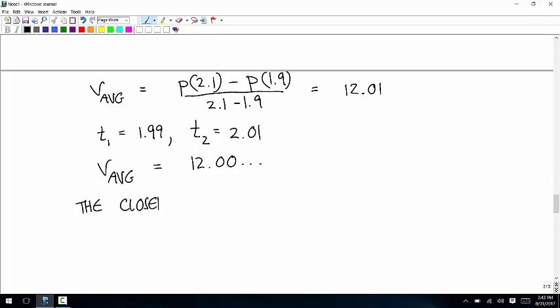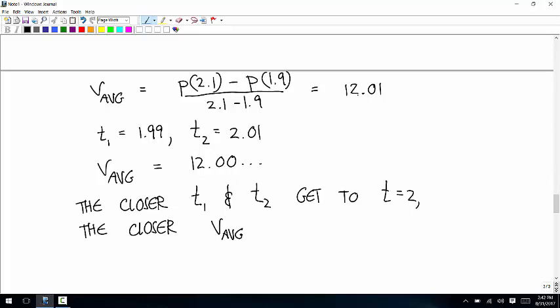So you can say that the closer T1 and T2 get to T equals 2, the closer that average velocity gets to 12. Okay. So the instantaneous velocity is 12. That's the idea. We're never going to actually use this approach to calculate it, but you can think of that as the definition. And let me show what this does on a position versus time graph, so you can visualize what an instantaneous velocity is.